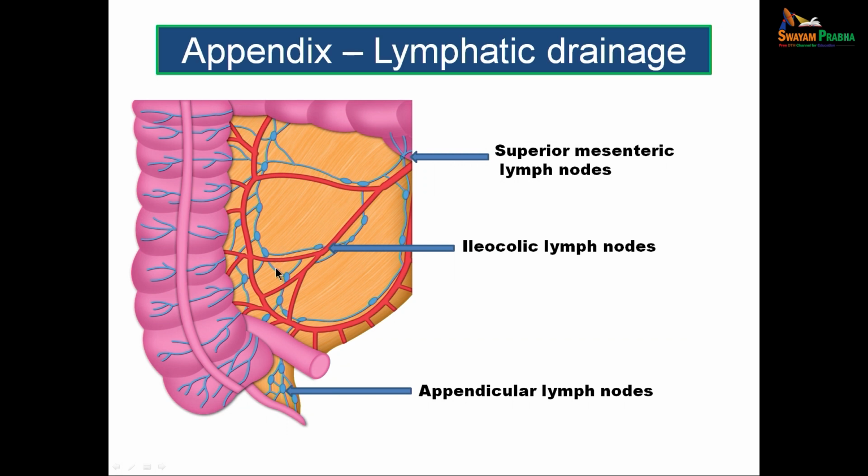Coming to the lymphatic drainage, the lymphatics can drain directly into the paracolic lymph nodes, which are found on the medial border of the ascending colon, or they can pass through the appendicular lymph nodes which lie in the mesoappendix, and then through the paracolic and ileocolic nodes, reaching the pre-terminal lymph nodes, that is the superior mesenteric lymph nodes, which ultimately drain into the para-aortic lymph nodes.